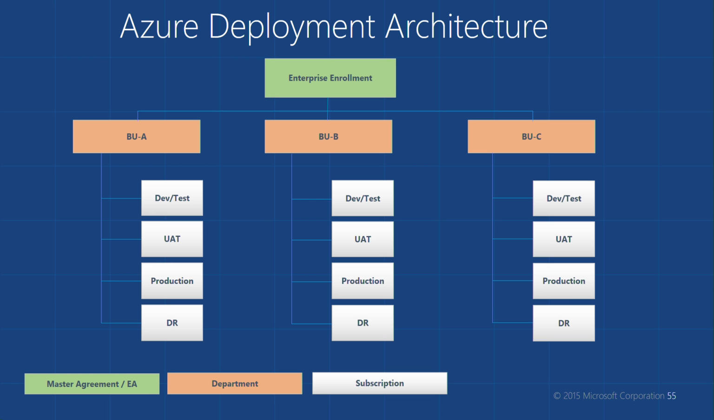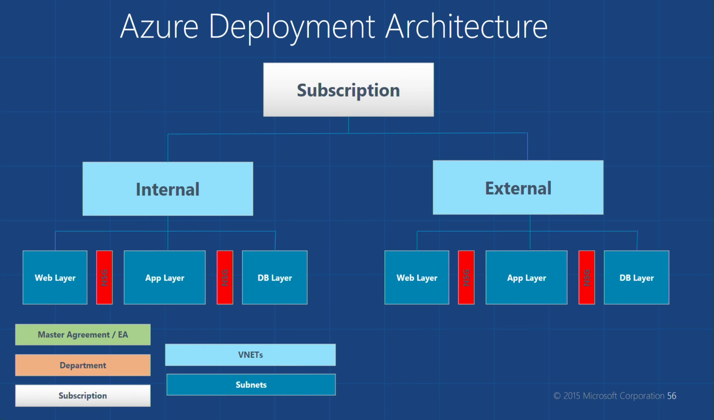Every subscription is divided into internal and external facing assets. With the internal facing assets, you can have web layer, app layer, and DB layer. They're all subnets, and between the subnets you introduce the network security group and secure them. A network security group is treated like your firewall: what traffic can flow through, what traffic should not flow through. And the same thing for external.